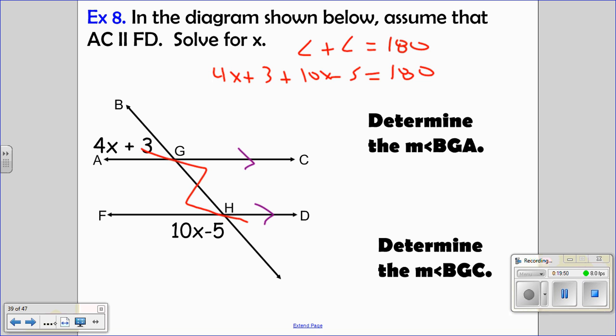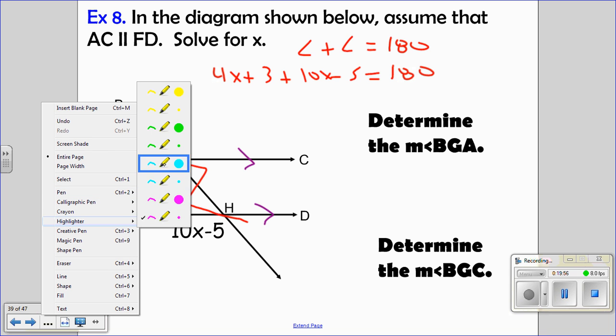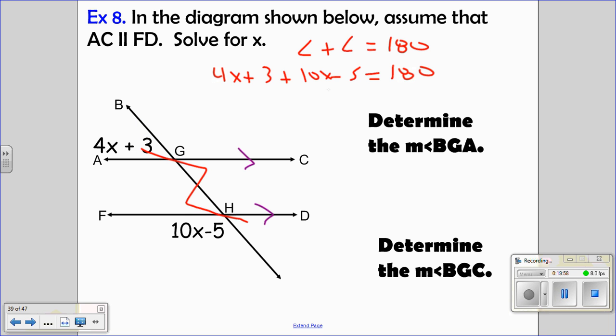Now you need to finish the equation to solve for x. After you have x, make sure you answer the questions below. Find the measure of BGA, so you're going to have to substitute x into that, and then find the measure of BGC.